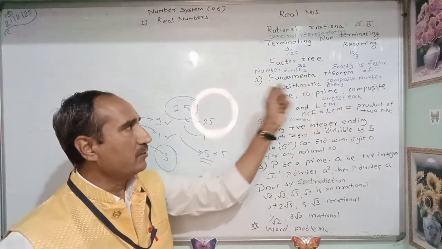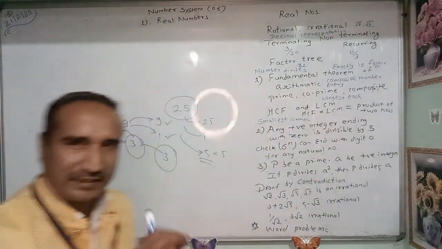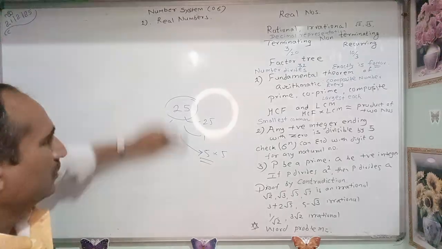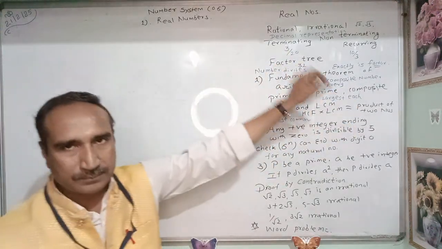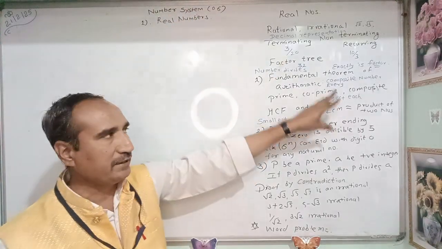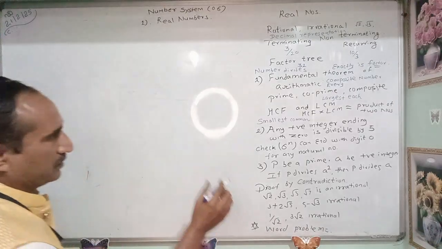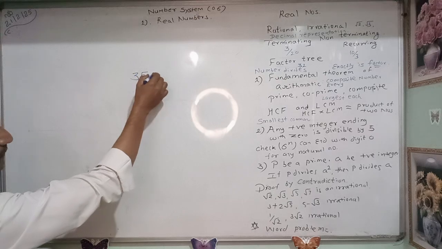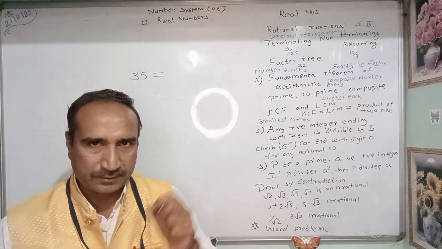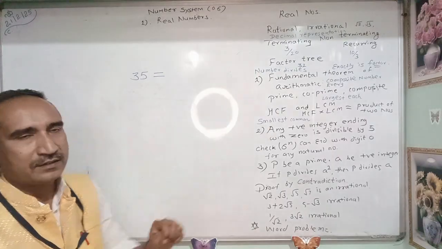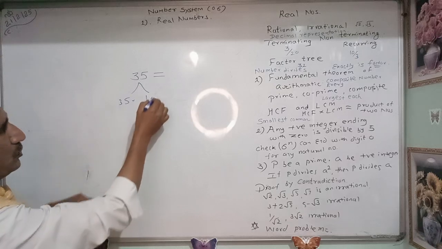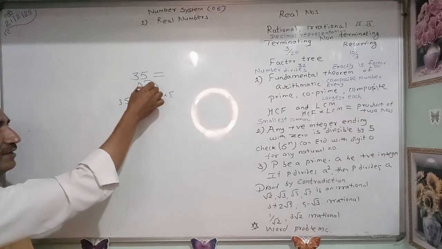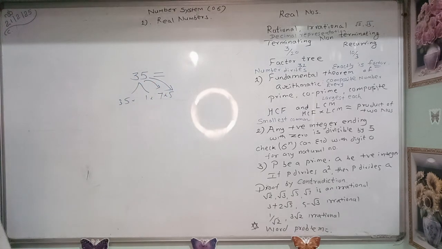Now, what is the fundamental theorem of arithmetic? The fundamental theorem of arithmetic is based on composite numbers. Every composite number can be expressed or factorized in the form of primes. For example, if we take 35, 35 is a composite number. Now, why is it a composite number? Let's again revise. 35 can be divided by 35. Yes. 35 can be divided by 1. Yes. And you know 7 fives are 35. So 35 is divided by 7 also, and 35 is divided by 5 also. That's why 35 is a composite number.